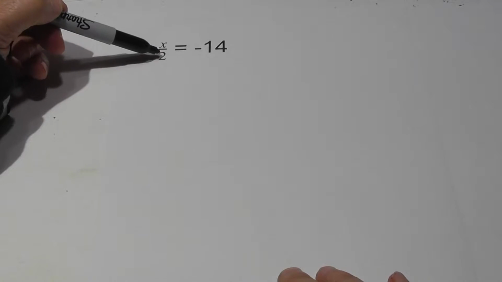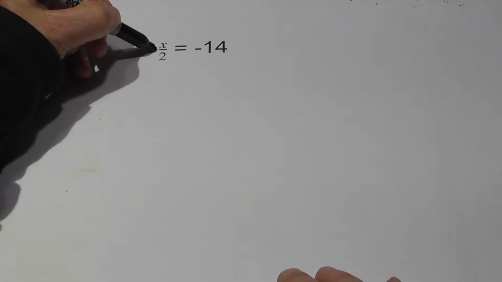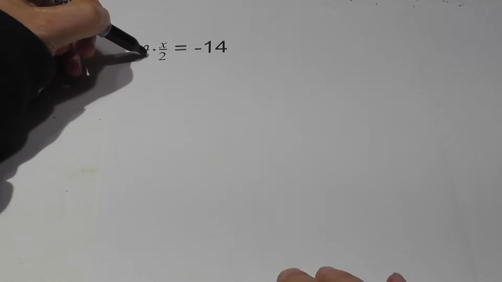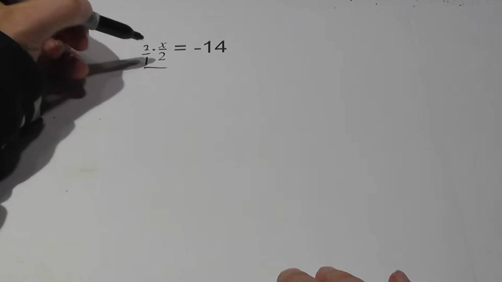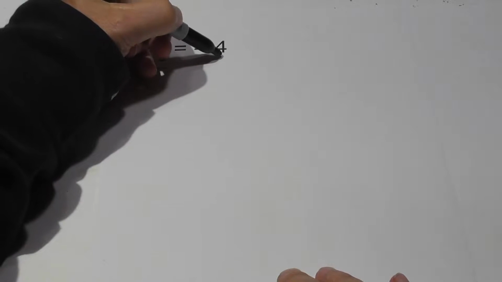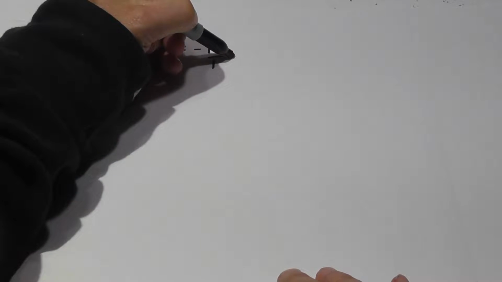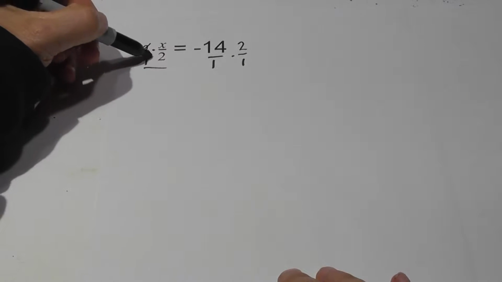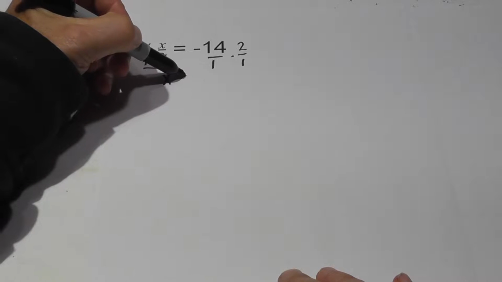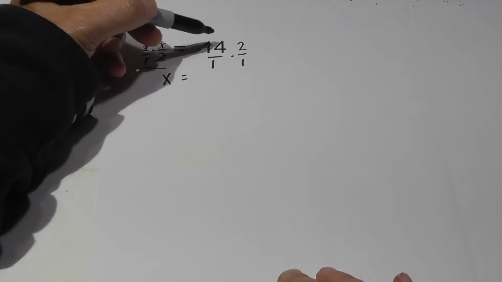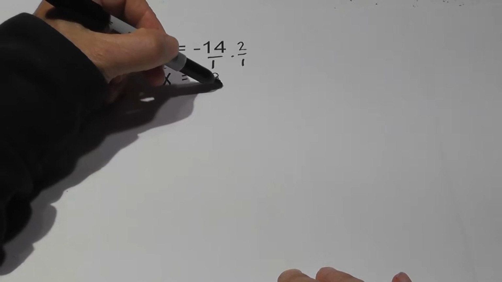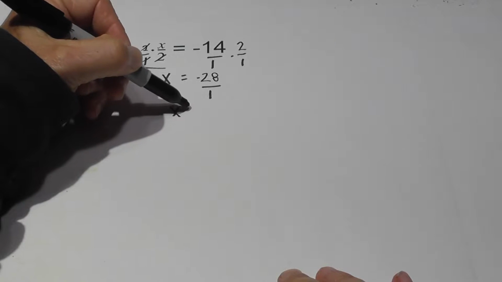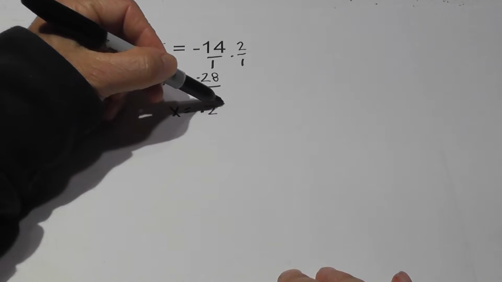So this is x divided by 2. So what we'll do is multiply it by a reciprocal of 2 over 1. And remember, what we do to one side, we must do to the other. So we're going to multiply. I'm going to rewrite this 14 over 1 times 2 over 1. So now these all cancel, and you bring the x down, equals 14. Negative 14 times 2 is negative 28 over 1, and that will reduce down to negative 28.